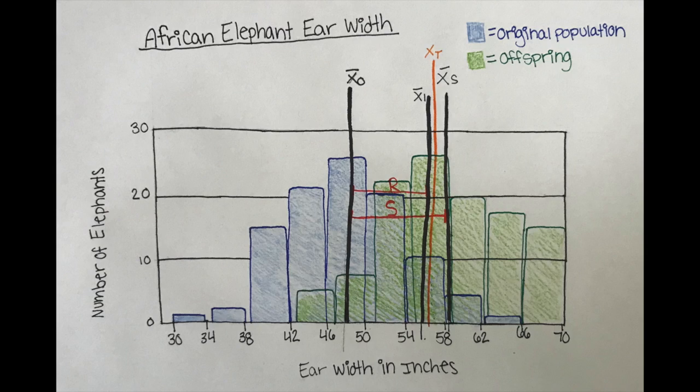As you can see from this graph, the graph of the offspring has been shifted right from the graph of the original population. You can also see that the mean of the offspring is greater than the mean of the original population. This means that our experiment was successful. This graph also shows the selection differential, the mean of the selected parents, and the response from selection.